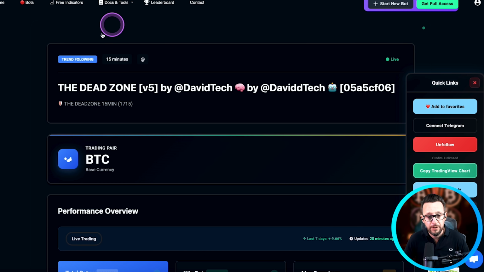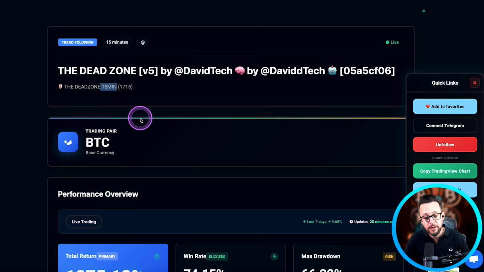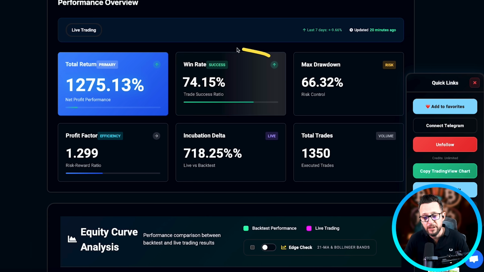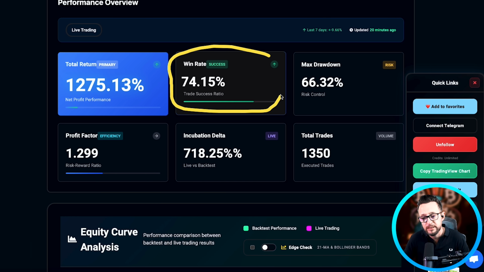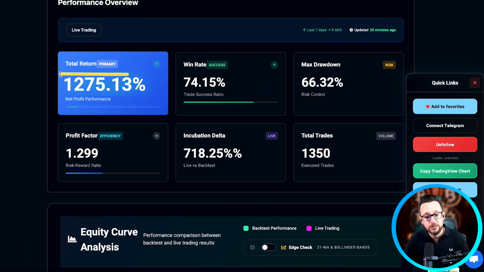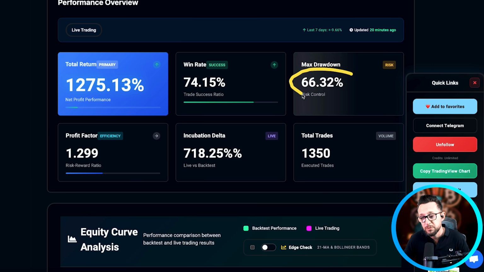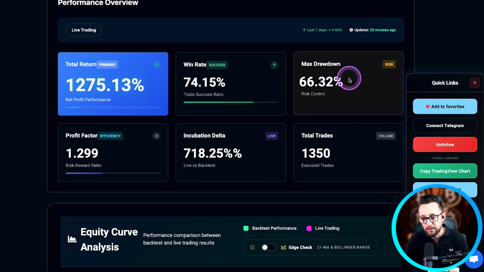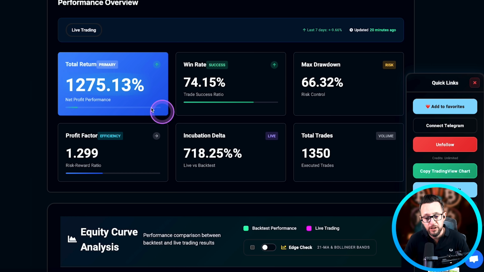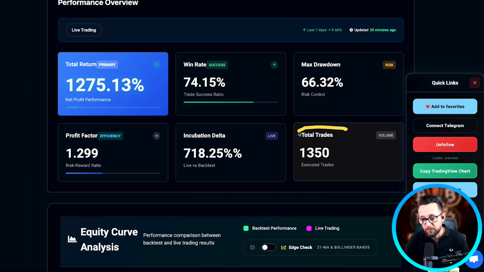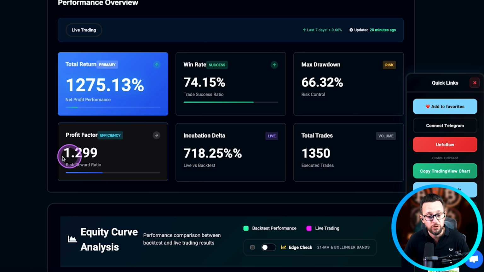Okay, so the next one we're going to be looking at is also the Dead Zone. This is the name that I gave this trading strategy. On BTC USDT, on the 15-minute time frame, we have an incredible 74% win rate, 1,275% net return. We had a huge amount of max drawdown on the 15-minute time frame of 66%, but like I said, we can use less leverage and less risk. We had 1,350 closed trades and a profit factor of 1.299.